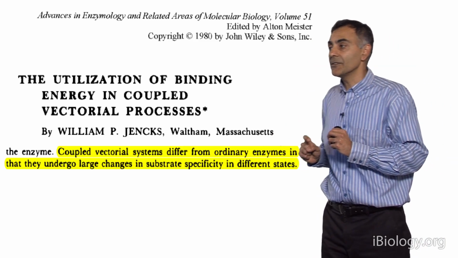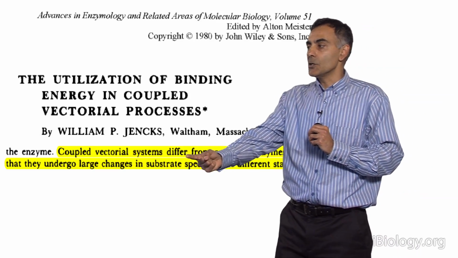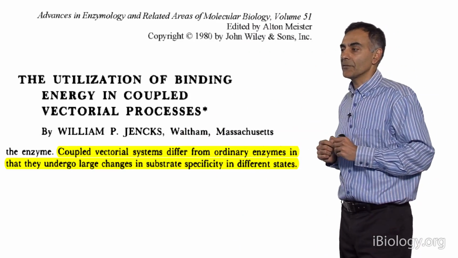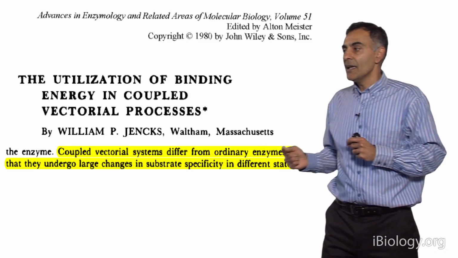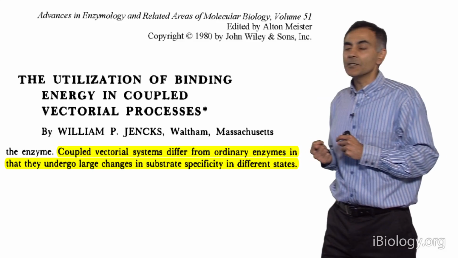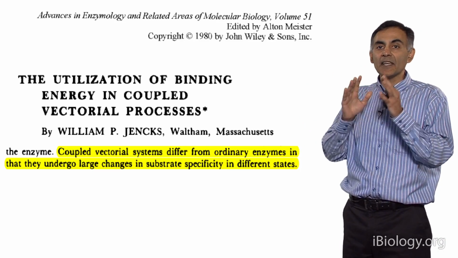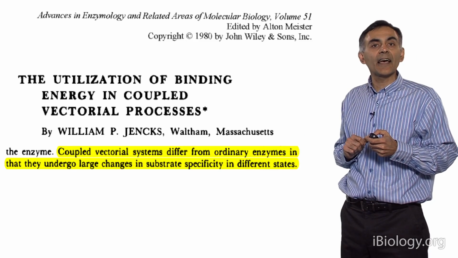What Jenks says in this article is that proteins that do coupled vectorial processes differ from your garden variety enzyme in the sense that they undergo large changes in substrate specificity at different points in their overall catalytic cycle.